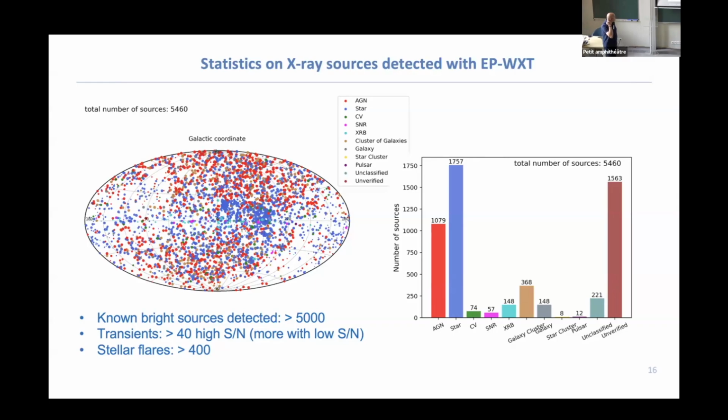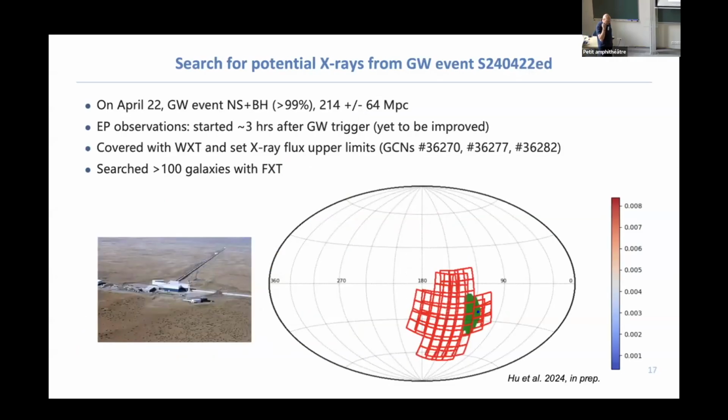Up to a few weeks ago, one or two months ago, Einstein Probe has already detected more than 5,000 sources. I mean, not only transients. A lot of them are AGNs and flare stars, but we also find some cataclysmic variables, supernova remnants, X-ray binaries, etc., and 40 transients already within half a year with high signal to noise. We also search for electromagnetic counterparts, haven't found any yet. This is also one of the objectives.